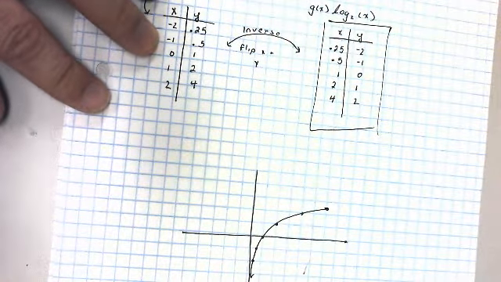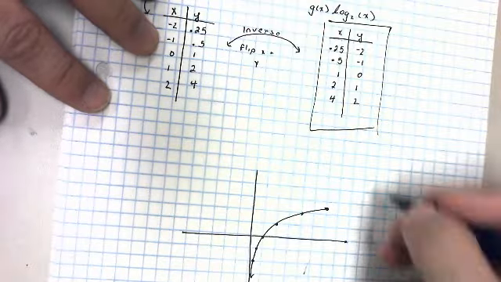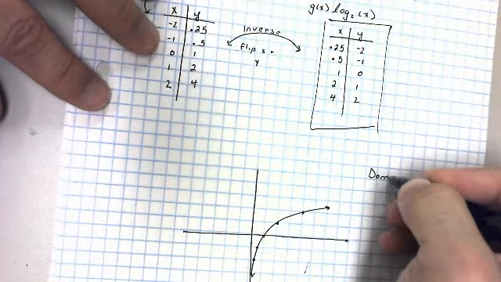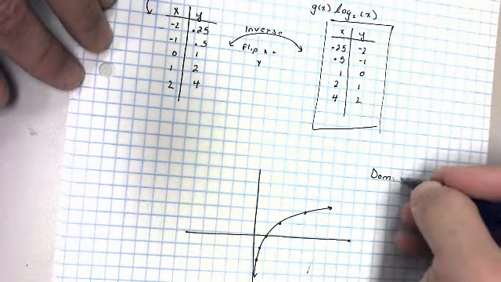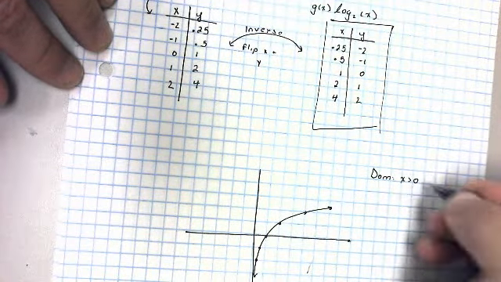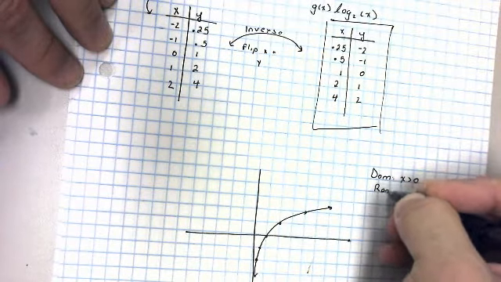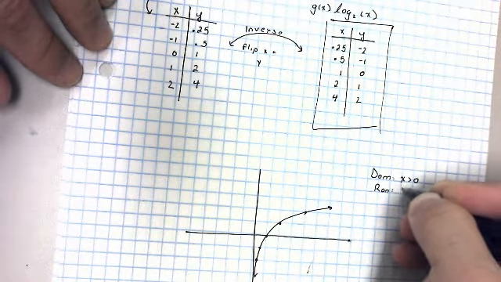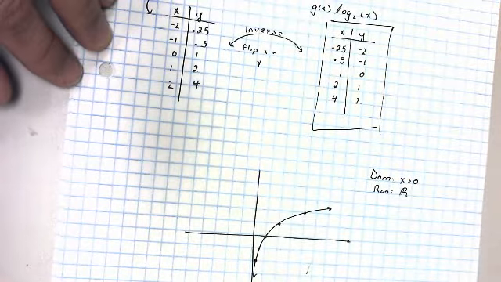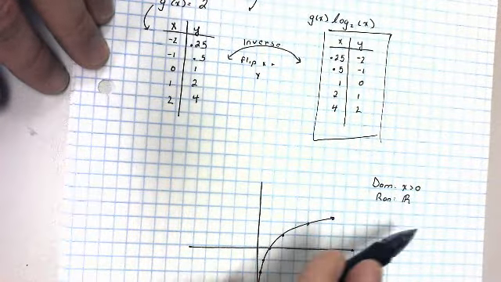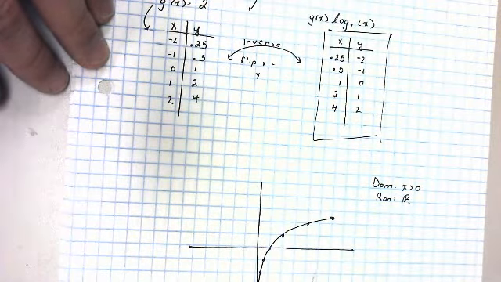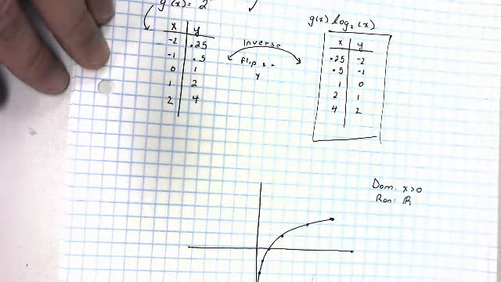And interestingly enough, the domain of this function is going to be the range of my exponential function. So the domain is going to be x is greater than 0, and the range of this function is going to be all real numbers. So if I know the domain and range of the exponential function, then I can just flip them to find the domain and range of the logarithmic function.